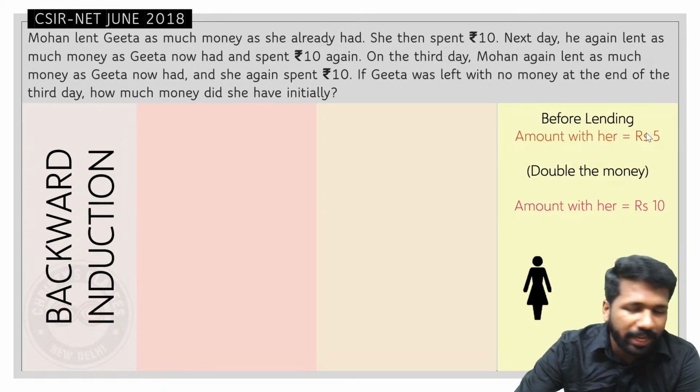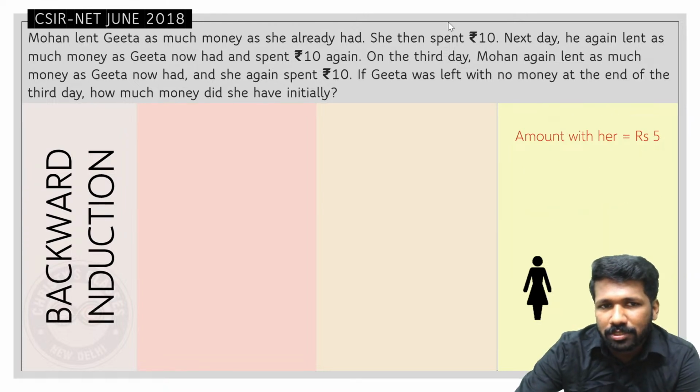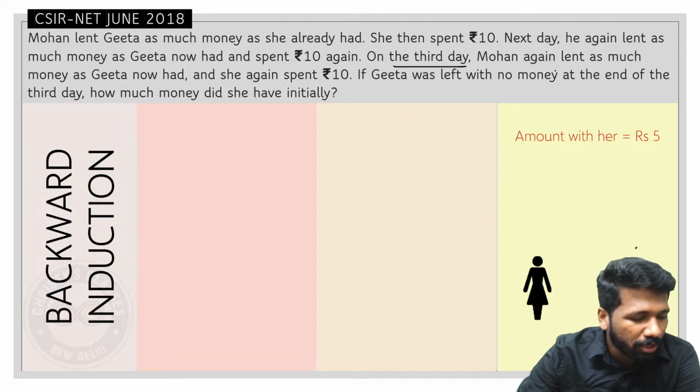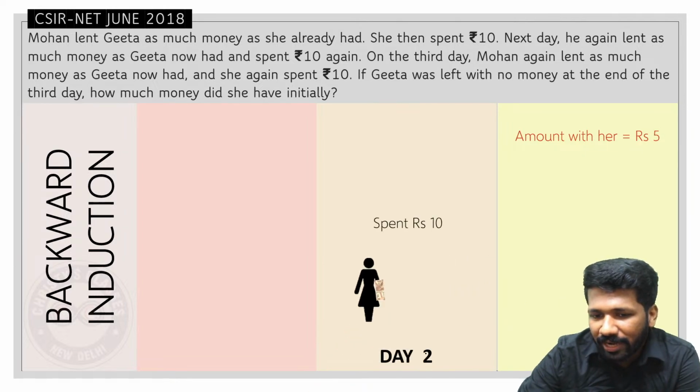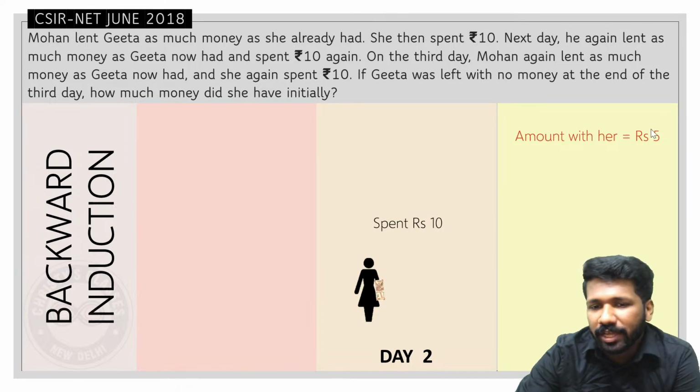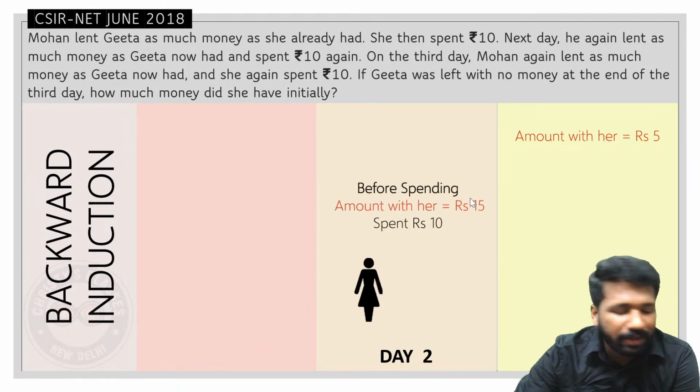Same way you proceed to day 2 and day 1 also, because on 3 days this same process repeated, just like the 200 rupee question. Why did she have this 5 rupee? At the end of day 2 she had 5 rupee. That is why she had 5 rupee in the beginning of day 3. Because she spent 10 rupee.